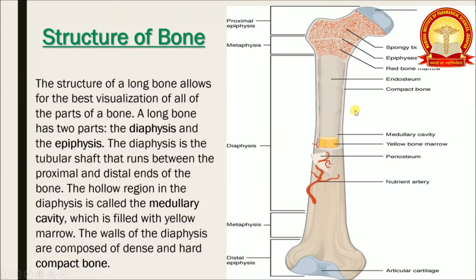Okay, so this is the spongy bone in the proximal epiphysis area, and this is the compact bone. This is the compact bone of the diaphysis, and this is the medullary cavity, and this yellow is called yellow bone marrow. Okay, and this is a nutrient artery. So this is the basic structure of a bone.